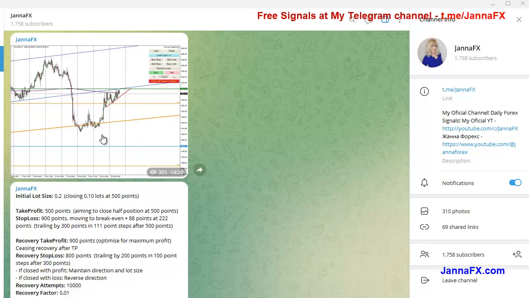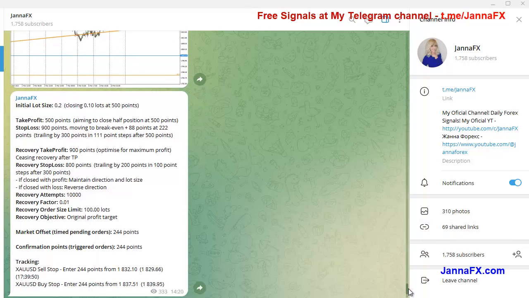You have a screenshot where my levels are, and then you have a description of the settings I have, which is what the lot size I have, take profit, stop loss. It explains to you aiming close half positions at so many points, stop loss, moving break even at what positions, at what little distance. For example, like here 88 points, that means that it will be not exactly at zero, right? Break even. If there is no 88 here, it would be break even at zero.